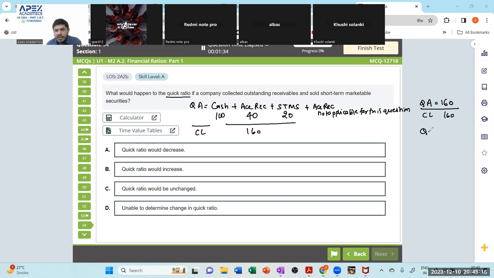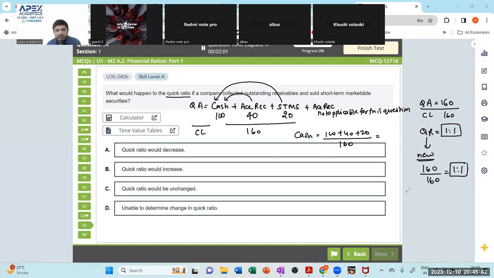So what is my quick ratio? My quick ratio is 1:1. Now what is happening? Everything is becoming cash. Accounts receivable is converted to cash, STMS are converted to cash. So my cash will now become 100 plus 40 plus 20 upon 160, which keeps my new quick ratio also 160 by 160, which is 1:1. You will say that this is a very easy question. Why did I waste my time on this question?